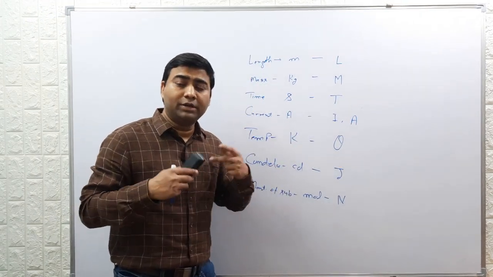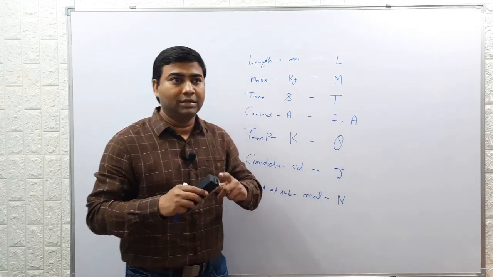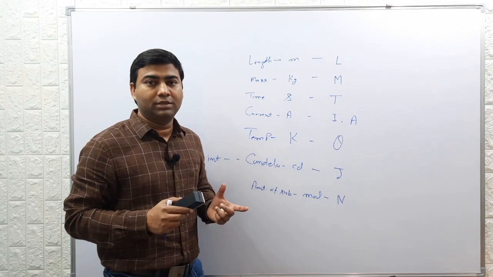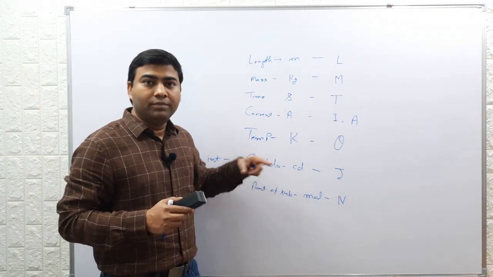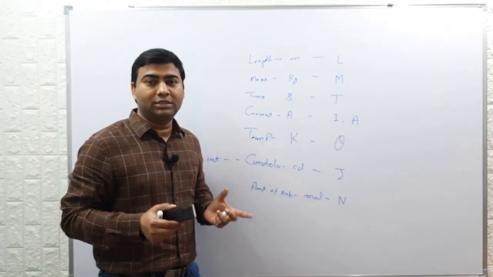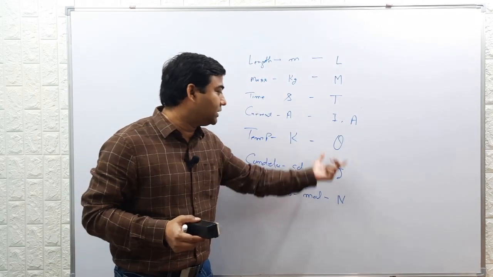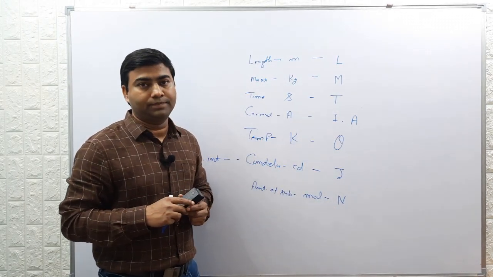Dimensional formula for a particular quantity is independent from the system of units. It doesn't consider the system of units. Different systems will have different units, but dimensional formula is independent from any unit system, and it is unique for any physical quantity based on these standard symbols.